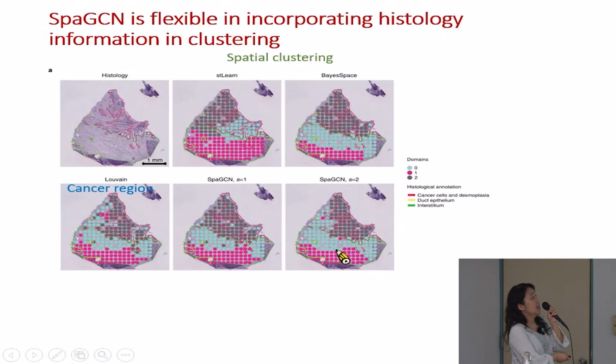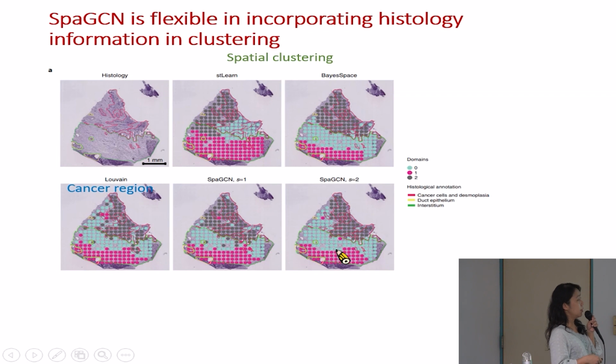So first, they use the histology. Then we can see the histology region in the red area shows the cancer cells. This one is the cancer cell. It contains a stronger blue color because they have the enlarged nucleus. And the yellow part is the ductal epithelium, this one. And the green part is the intestinal. It shows in this histological image.